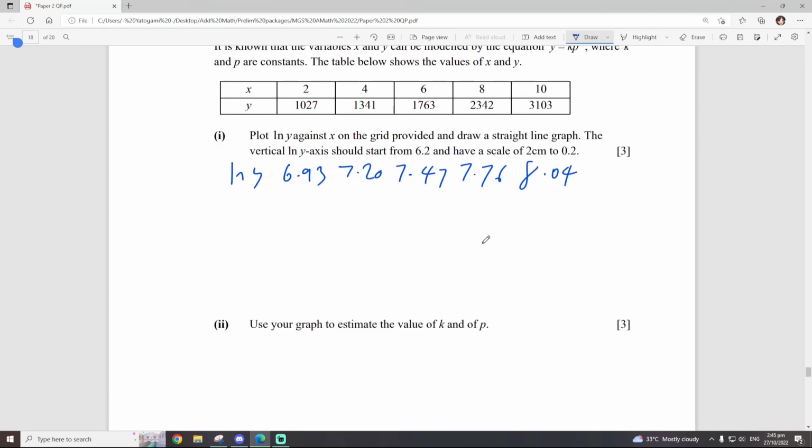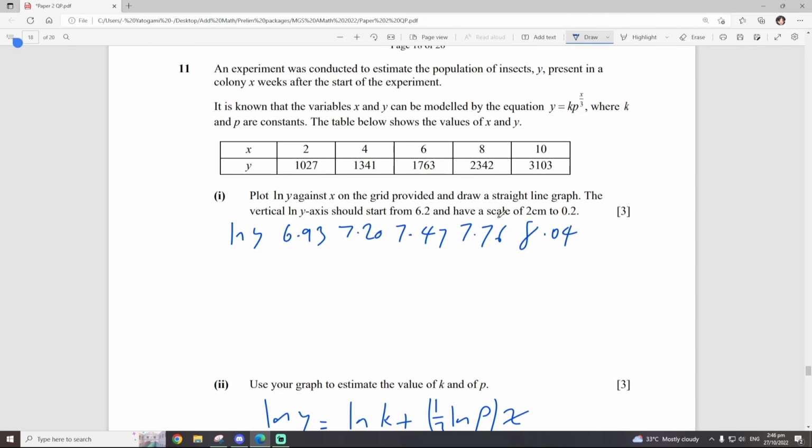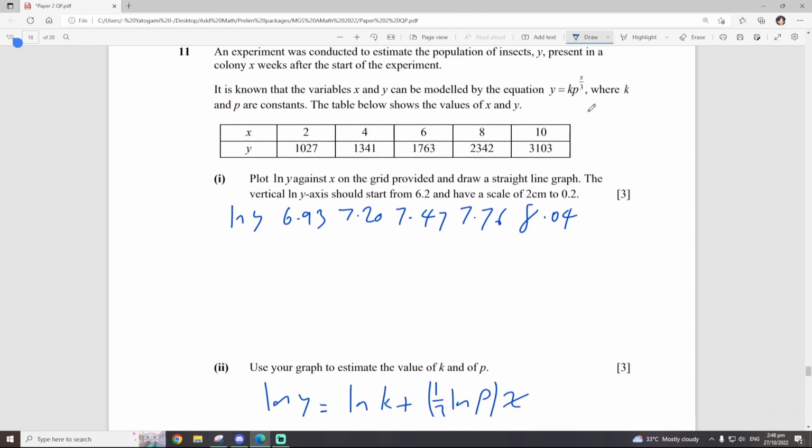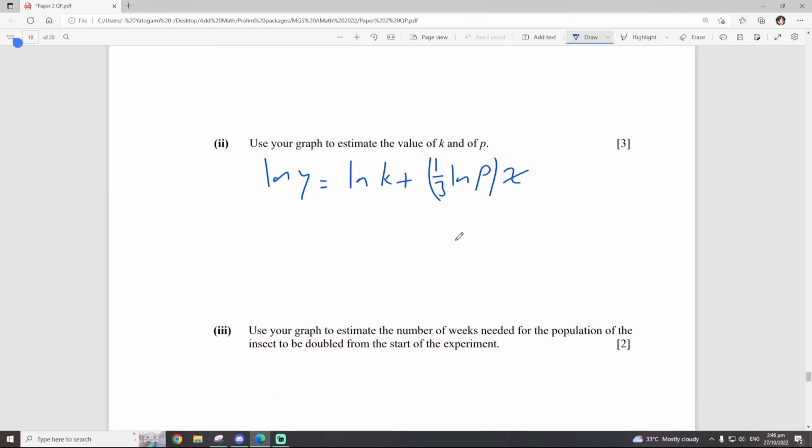So what is actually happening? If I plot this, I get ln y equals ln k plus 1/3 ln p x. This is actually what is happening when I take the ln on both sides. So the gradient of the curve is actually 1/3 ln p.